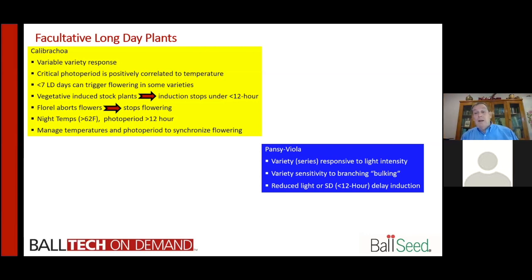On the other hand, if they're flowering delayed, you may want to look at putting some long days on the plugs to induce them so that they will flower a little bit faster.